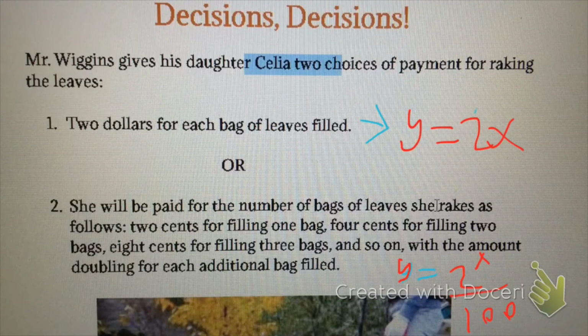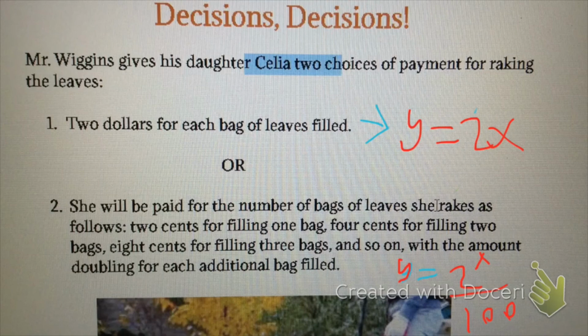Hello, Miss Bailey. So this is my communication and reasoning grade in the rubric, and the way I'm going to get that grade is by using the raking leaves investigation.